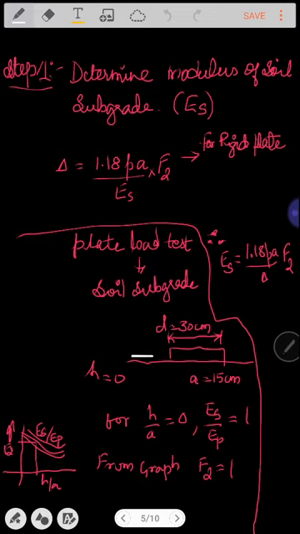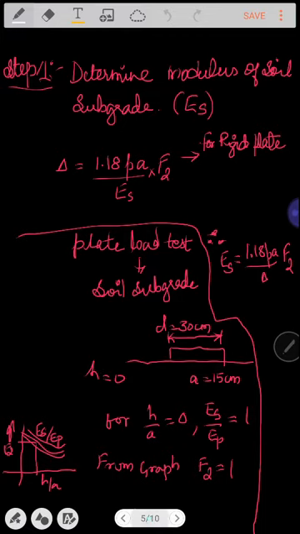Here the thickness of the flexible pavement above the soil subgrade is H equal to 0, because we are initially trying to find out the modulus of soil subgrade. So what will be the thickness that is coming over the soil subgrade? H is going to be considered as 0 here.